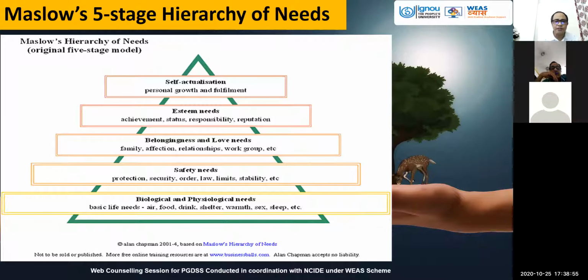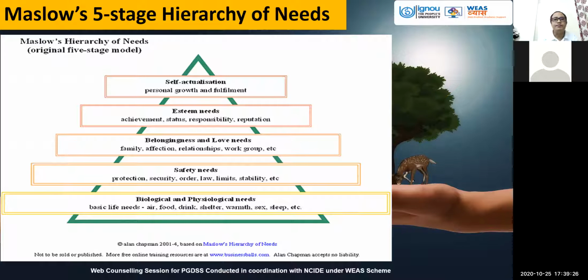That is, when you have access to good air, good food, good water, and a proper shelter, and all these characteristics, then the next hierarchy of need we are looking at is safety. That is protection of the individual, protection of your family, then security in terms of social security, in terms of livelihood security, then order, law, limit, stability in terms of treatment.